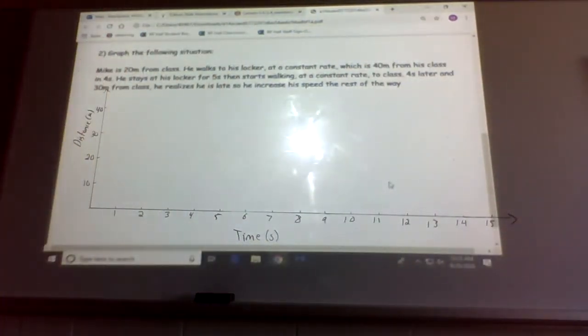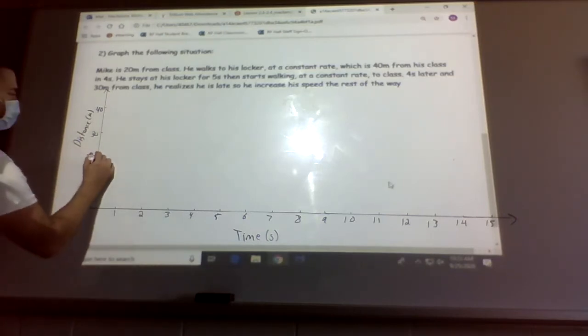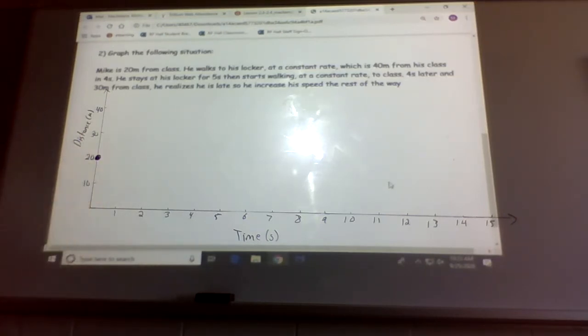So our starting point is what? Let's go, Grace. 0, 20. Okay, so our starting point is at 0 and 20. Good. He walks to his locker at a constant rate. What does the constant rate tell us? Linear, a straight line, okay? Which is 40 meters from his class in 4 seconds.